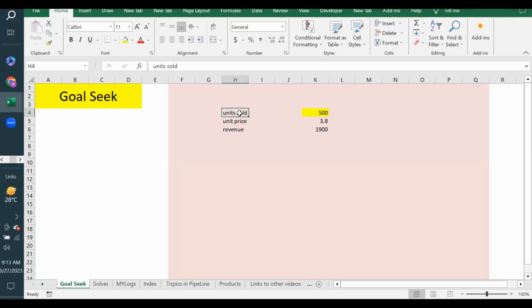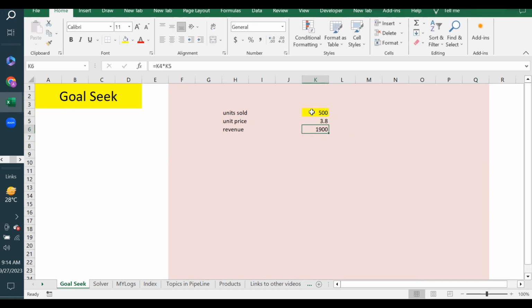For example, you have units sold, say X number of units. This is an input field, that's why I made it yellow highlighted. The other is also an input field, the unit price per unit. It is $3.8. And your revenue is units sold multiplied by unit price, and that gives you the revenue.